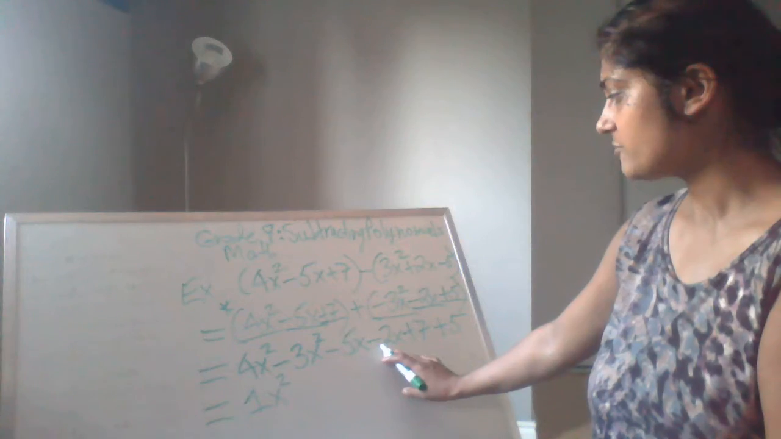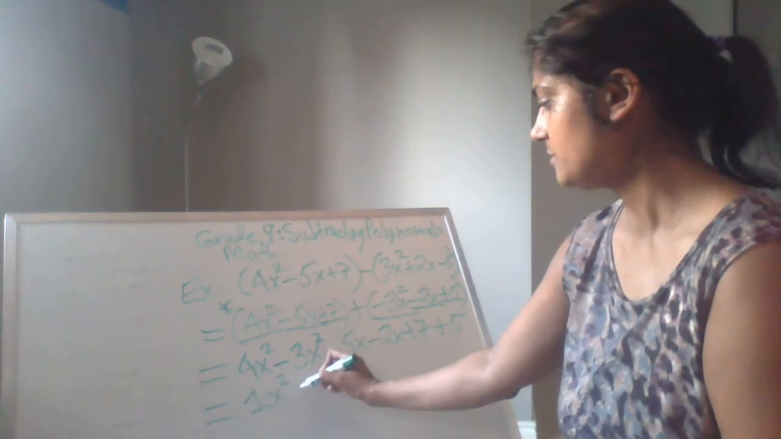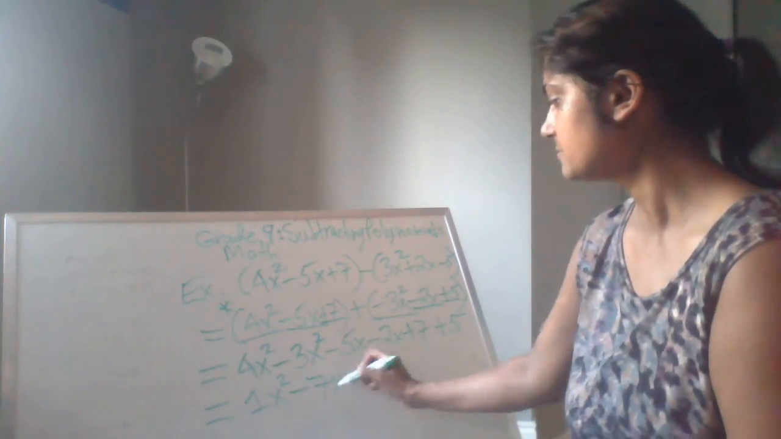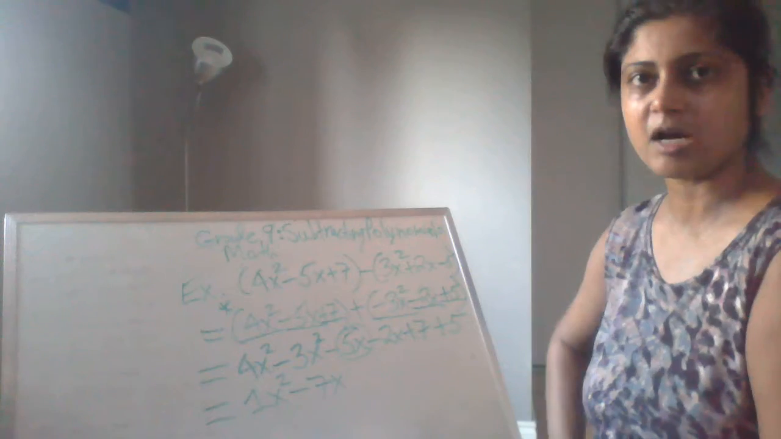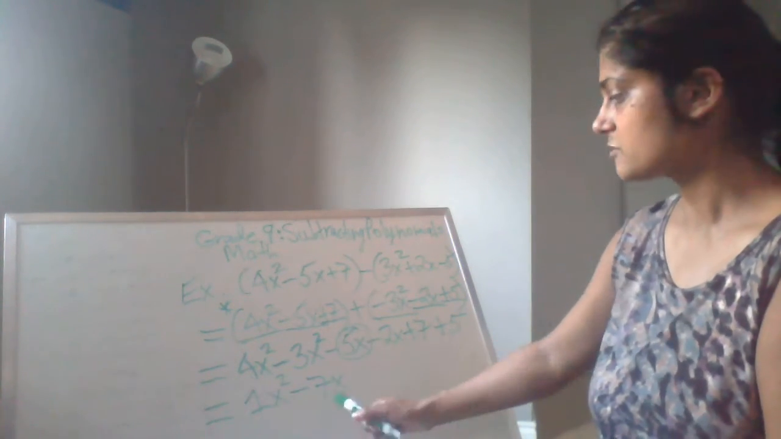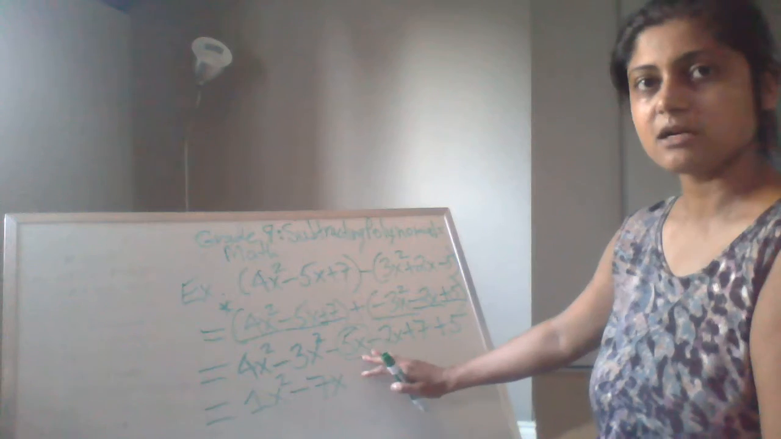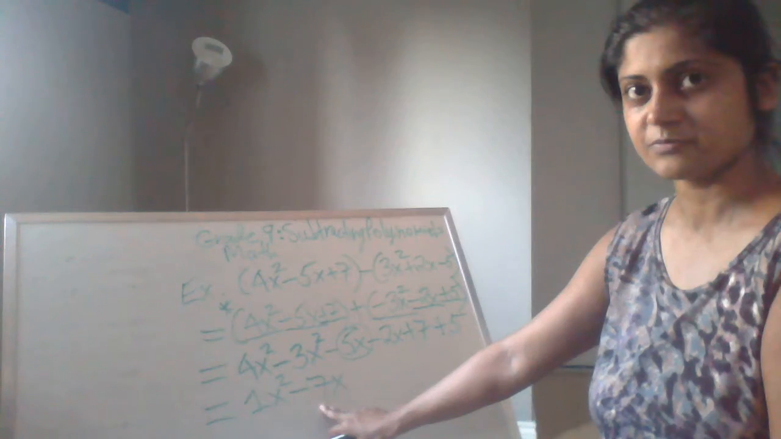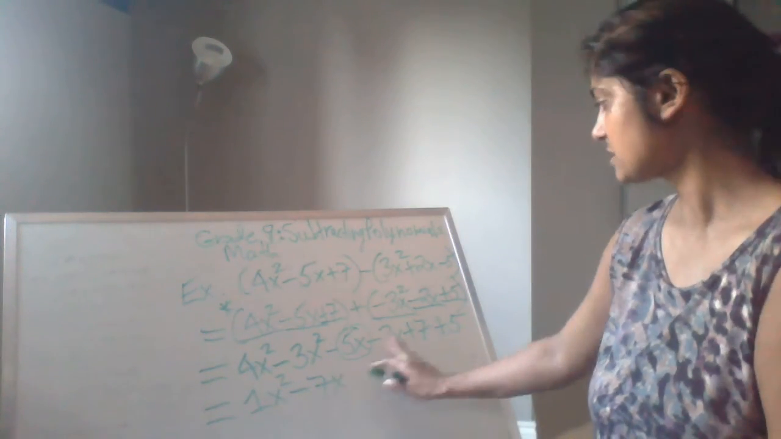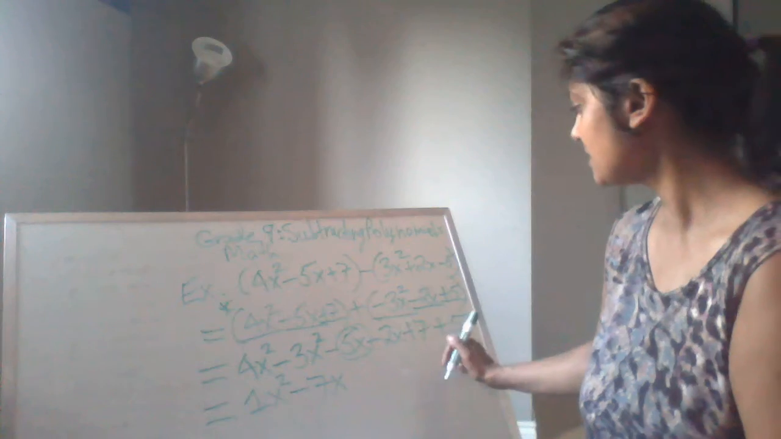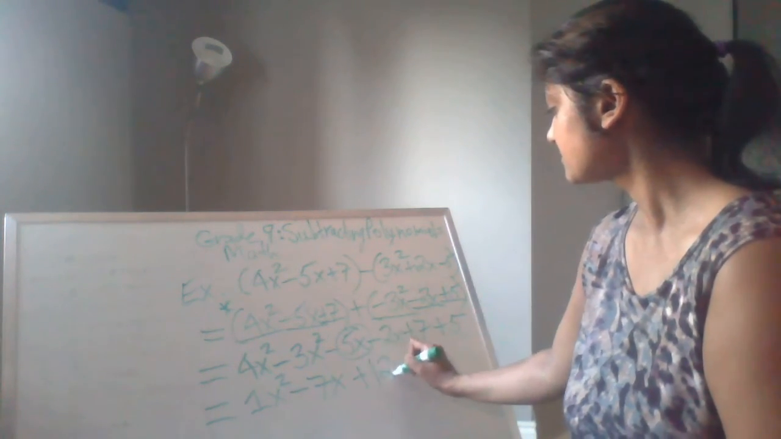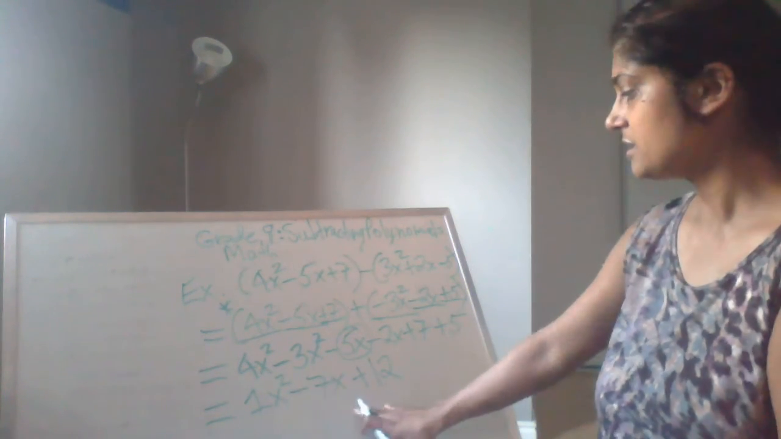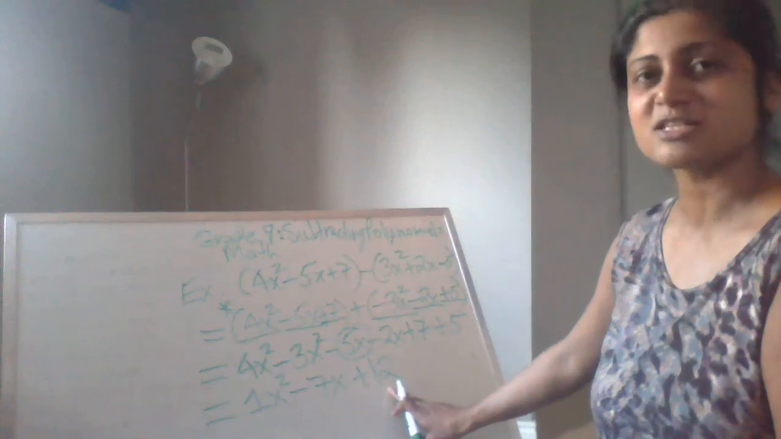The second one is negative 5x minus 2x. Again, the signs are the same here, so I'm just going to add the numbers together. The bigger number here is the 5, and the sign for the 5 is negative, so it's negative 7x. If the sign for the 5 was positive, the sign for the 7 would also be positive. So that's an easier way to remember the rules. And lastly, we're doing 7 plus 5, which is 12. So just like that, this is my final answer: 1x squared minus 7x plus 12.